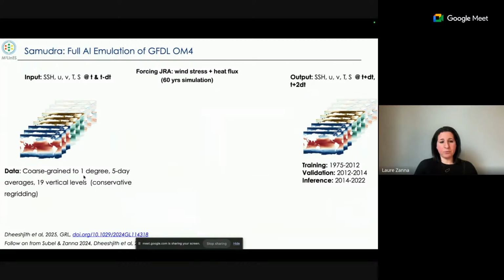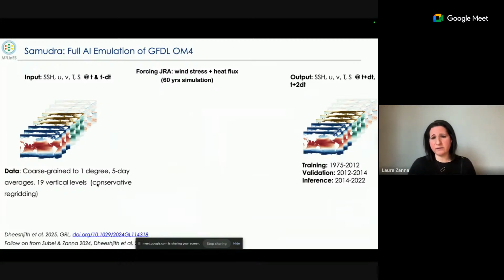And then we take 5 days averages of the variables, right? So it's a massive kind of model reduction already. And then we went down to 19 vertical levels from, now I forgot if it's 42, 73. Sorry, we're using so many models now that I forgot. But still also a pretty big downsize in the number of vertical levels.